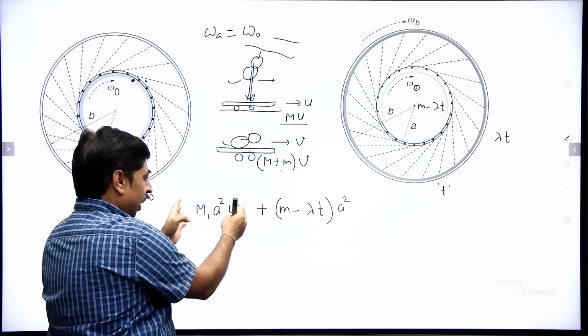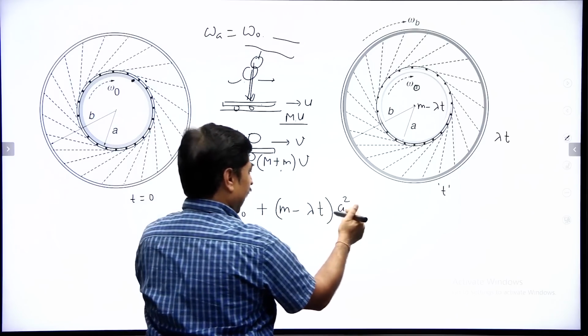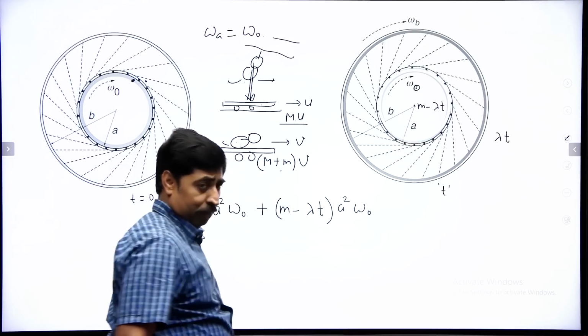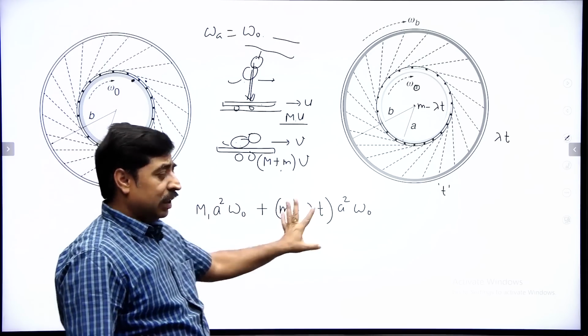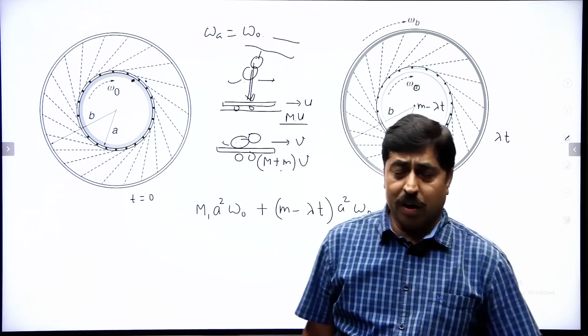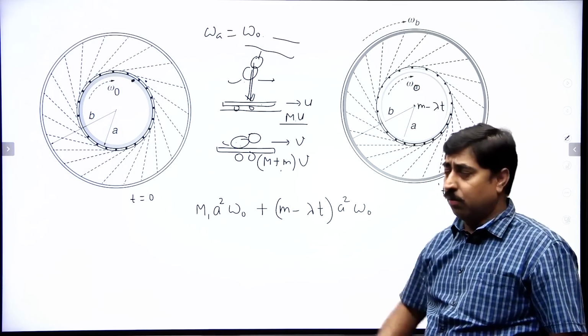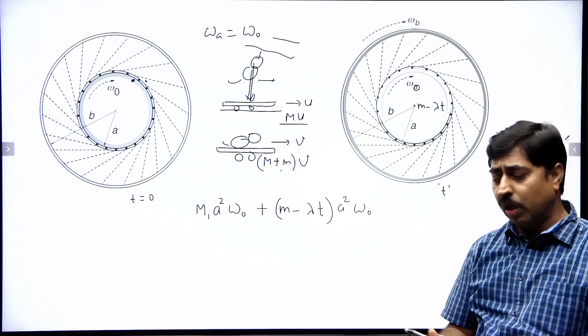I have written it separately. For the drum this is the angular momentum, for the sand this is the angular momentum, the sand which is still sticking to the inner drum. So at time t, this is the angular momentum of this drum and the sand sticking to it. What about the outer drum?